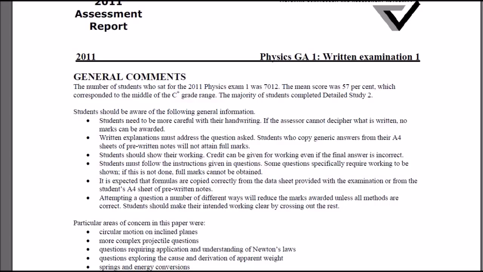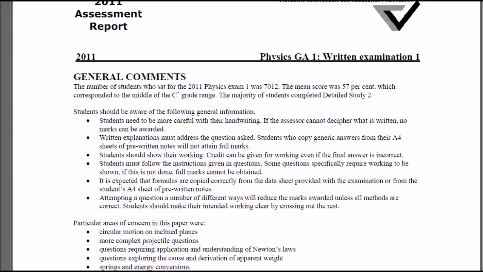For example, on this first page, you might struggle a little bit to read this on the video, so I suggest you look it up yourself. It talks about things like the need for neat handwriting so the assessors can read it in order to give you marks. You need to show your working in order to gain marks even if you get the final answer wrong, and various other things that are useful to know.